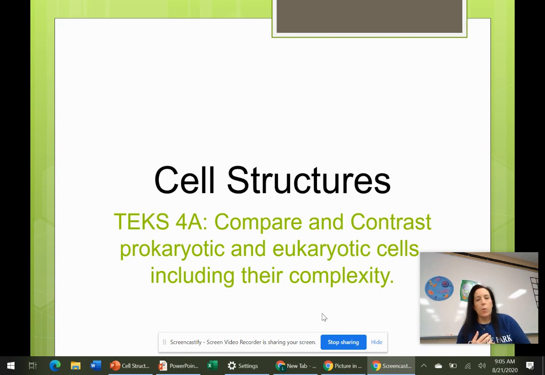I think it's really important for me to tell you, before I start this lecture on cell structures, to look at the notes that are in the modules. Make sure you print them off. Make sure you have them.